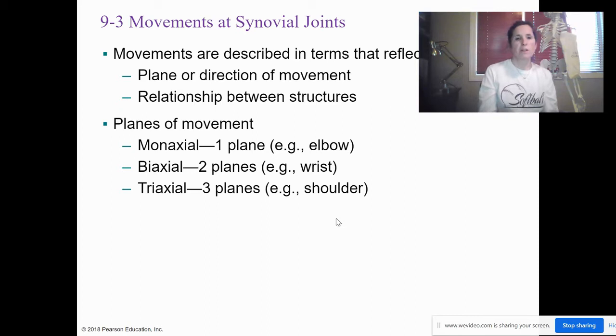Planes of movement, there's monoaxial, biaxial, and triaxial. So monoaxial is one plane, so your elbow, one plane. Your wrist, okay, can go abduction, adduction, flexion, extension. Shoulder, 3 planes, okay, so it can rotate, it can circumduct, it can flex, it can extend. So when you have those ball and socket joints, you'll see that it can be triaxial.